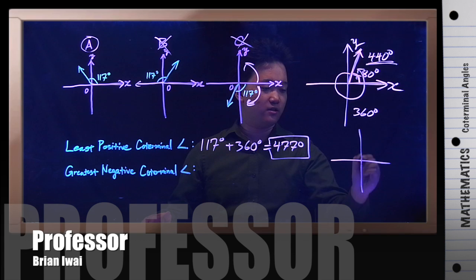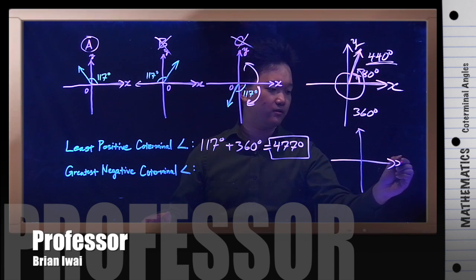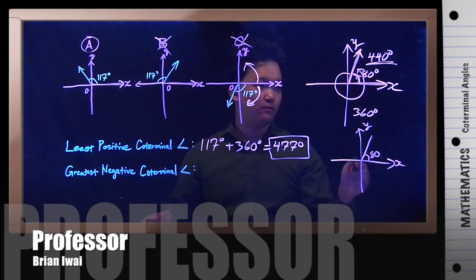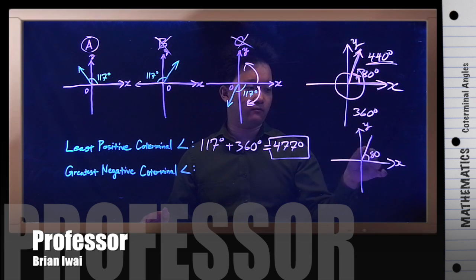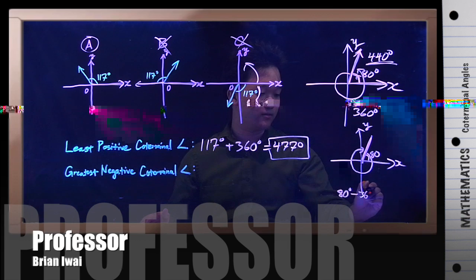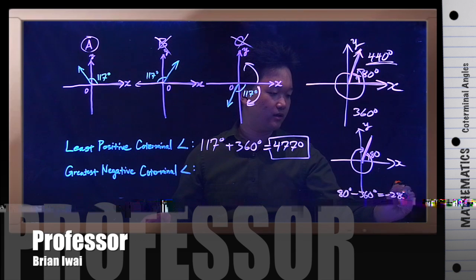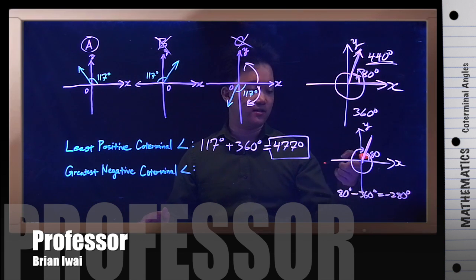So if we're using our example of 80 degrees again, with this as our x-axis, this is our y-axis, here's the 80 degrees. We don't go counterclockwise one full rotation, we're going to go clockwise. So if you start at this 80 and you go clockwise one full rotation, the angle you would get is 80, but because you went backwards, you're going to subtract 360 degrees, and 80 minus 360 gives you negative 280 degrees. So negative 280 degrees is an example of a negative coterminal angle.